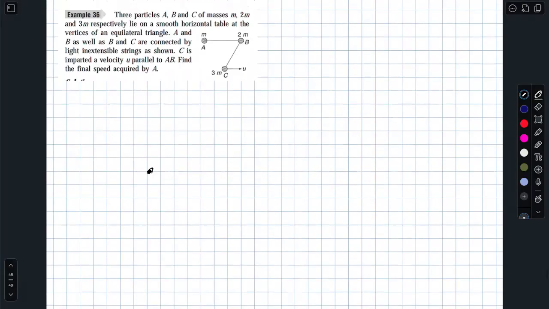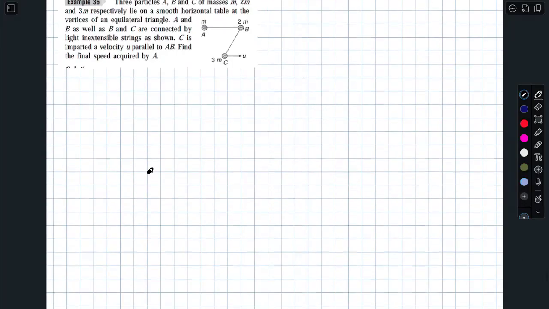3 particles A, B and C of equal mass are at the vertices of an equilateral triangle, connected by strings, and C is imparted a velocity u parallel to AB. Find the final speed acquired by A. That's the question. Now please try to understand.